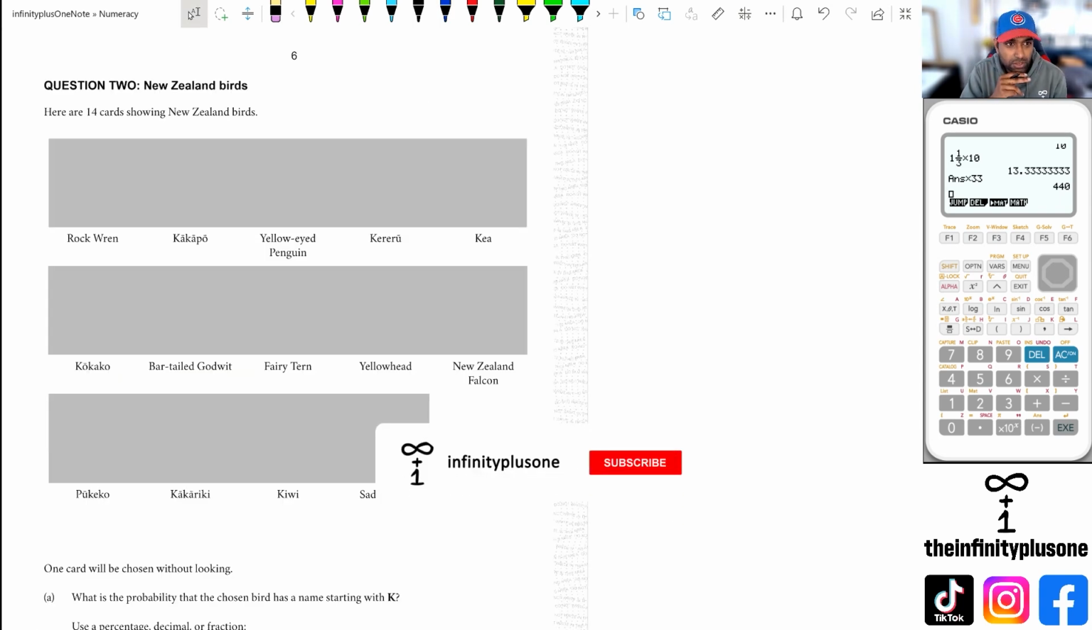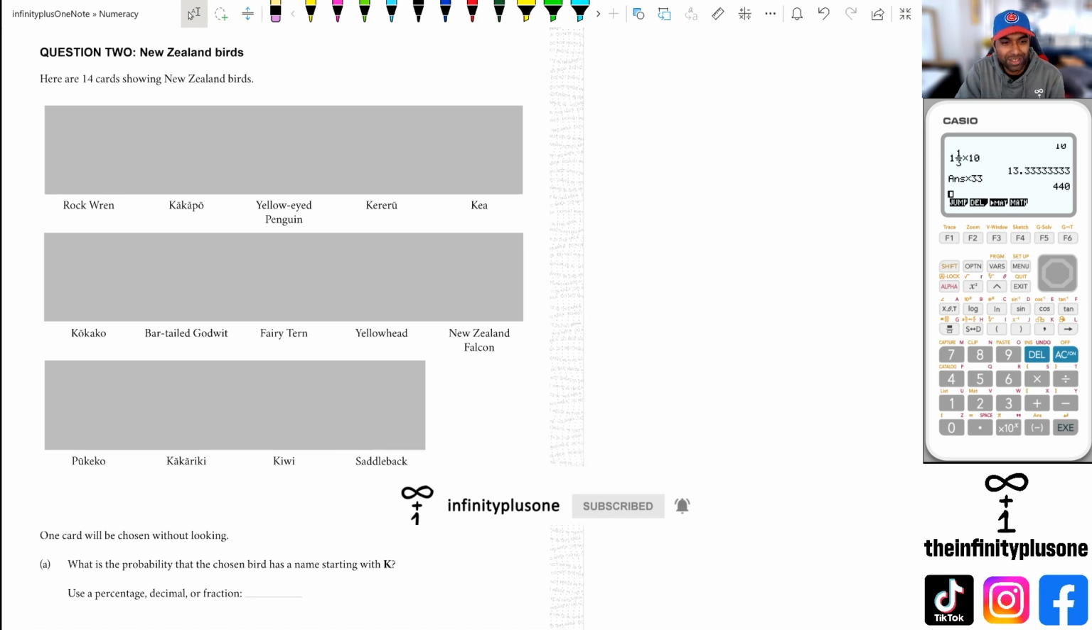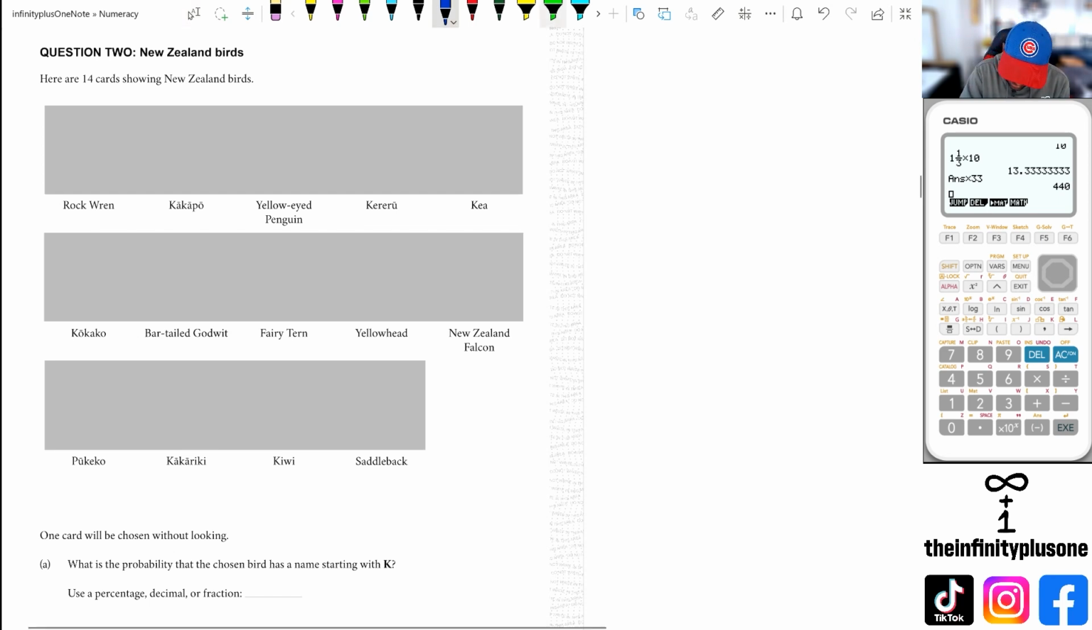All right, folks, so let's go to question 2. We've got a bunch of New Zealand birds. Unfortunately, I don't have their pictures. One card will be chosen without looking. What's the probability that the chosen bird has a name starting with K? Altogether, we've got 14 cards, 14 names there. Starting with a K, we've got 1, 2, 3, 4, 5, and 6. So the probability is going to be 6 out of 14.